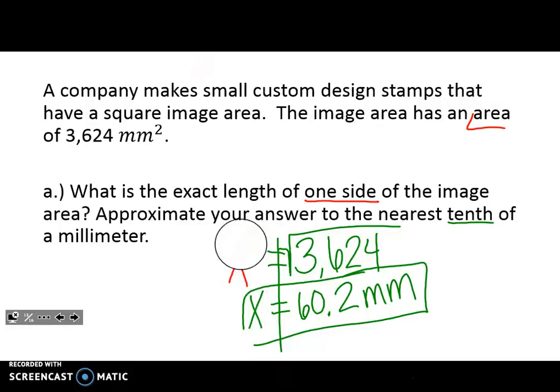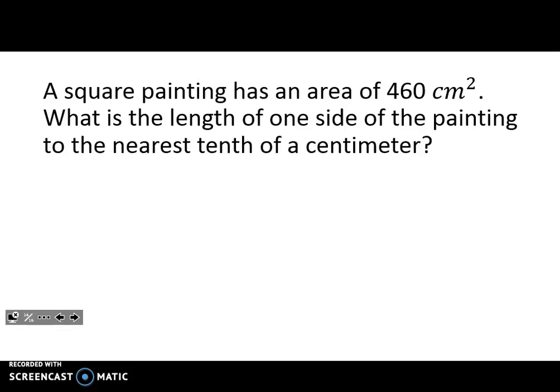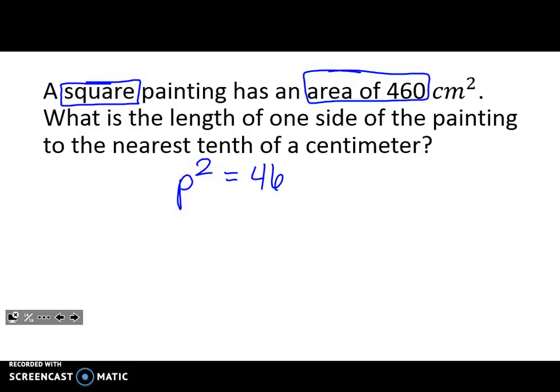Okay, so let's look at another one. So we're looking for our keywords. We're looking for it to either tell us square or area, or we're looking for cube or volume. That'll tell us which equation to use. So a square painting has an area of 460 centimeters squared. What is the length of one side of the painting to the nearest tenth of a centimeter? So it tells us which type of object. We're talking about a square, and it tells us the area. So we're going to set up our equation. So I'm going to use p squared equals the area of 460.